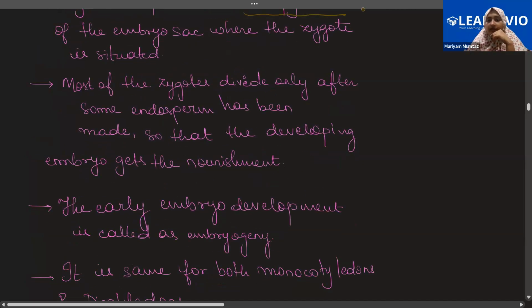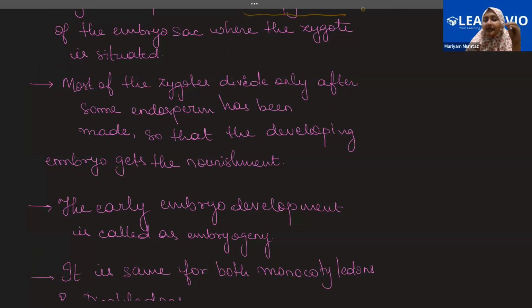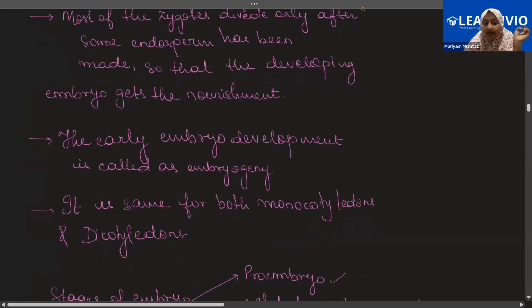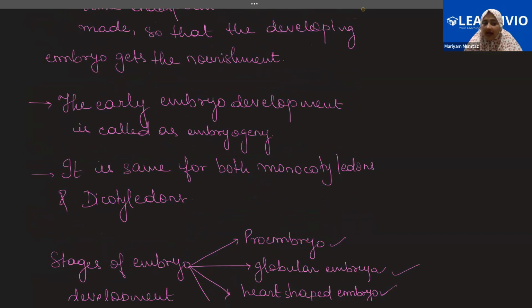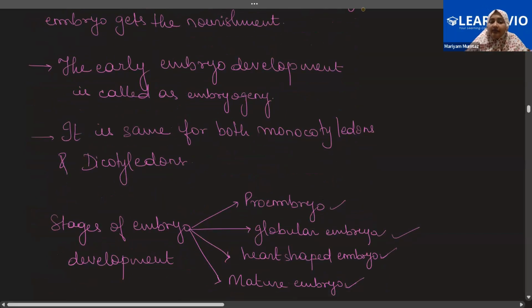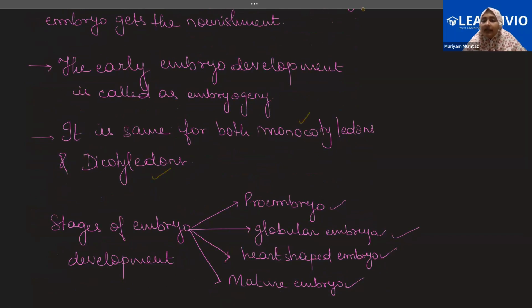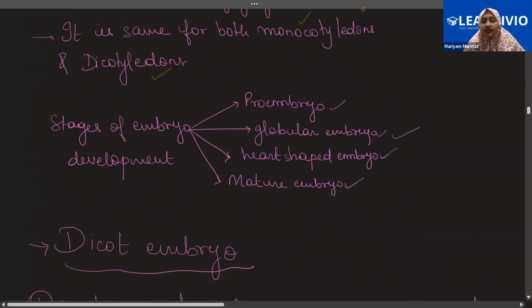Most of the zygotes divide only after some endosperm has been made, so that the developing embryo gets the nourishment. The early embryo development is known as embryogeny. Embryogeny is embryogenesis, right? The formation of embryo. Now, the process of embryogeny is the same for both monocots as well as dicots because ultimately both of them are angiosperms. So, the formation of embryo is the same for both of them. Now, there are certain stages which come for the development of embryo.